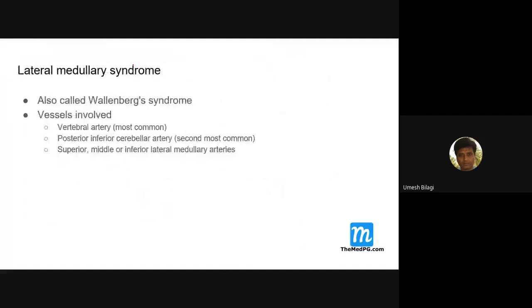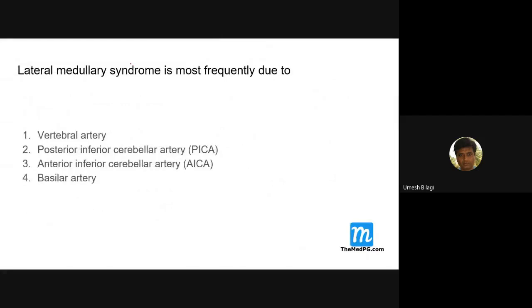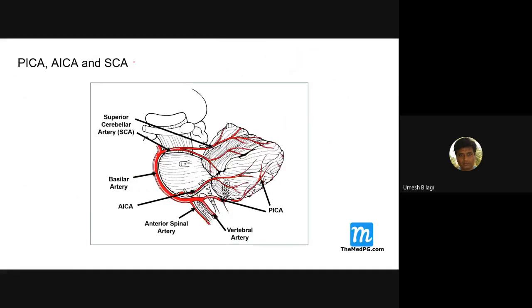Done, this tractus circus, lateral medulla. Yeah. Okay. Now I think so. I am done with this. There is no confusion here.